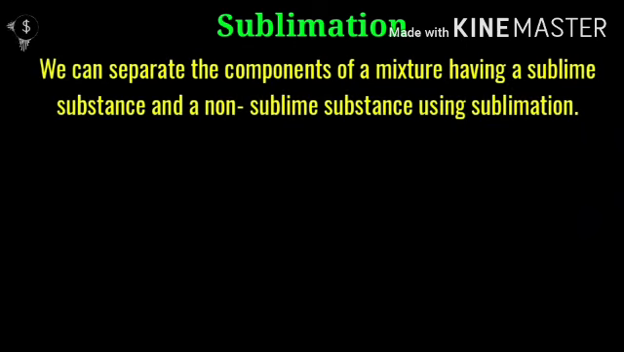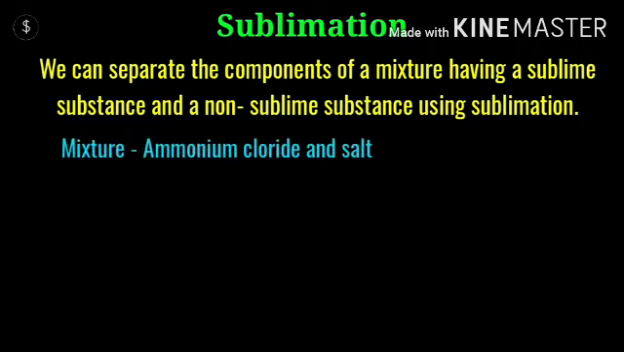Children, sublimation is the process of separating two substances, out of which one is sublime. We can separate the components of a mixture having a sublime substance and a non-sublime substance using sublimation. For example, ammonium chloride and salt.